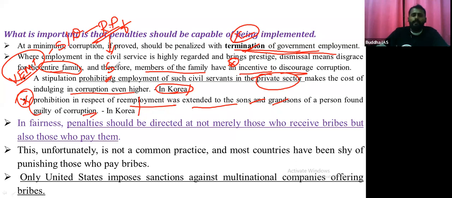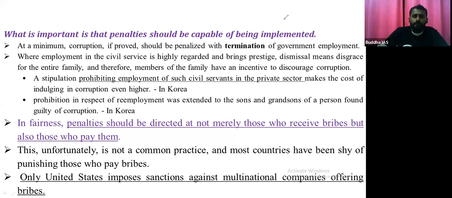So it is better to see that at least one generation is prohibited from any government employment. Okay. In fairness, penalty should be directed at not merely those who receive bribe, but also those who pay. This is very important. This is not present in many countries. It's only in US that it is present. Not only the bribe taker, bribe giver also should be punished. This we have discussed in two headings, that is with respect to coercive corruption and also collusive corruption.